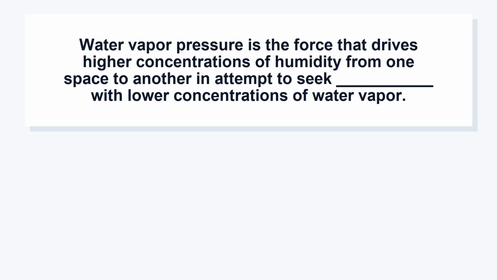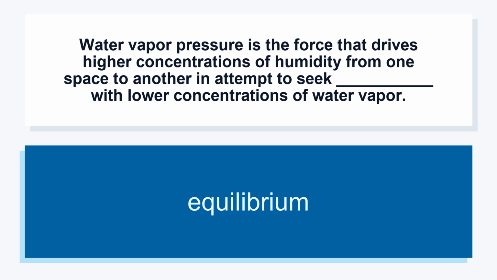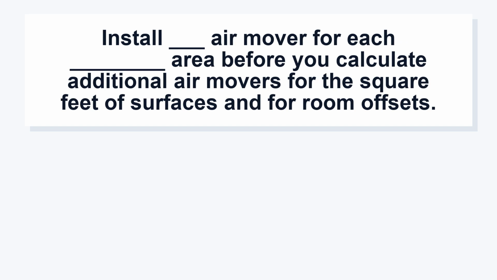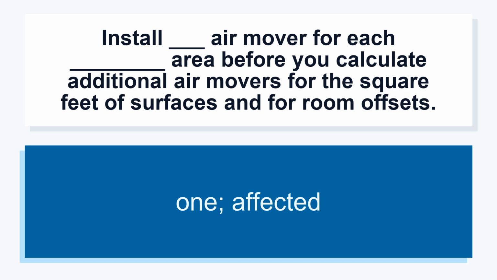Water vapor pressure is the force that drives higher concentrations of humidity from one space to another in an attempt to seek equilibrium with lower concentrations of water vapor. Equilibrium. Install one air mover for each affected area before you calculate additional air movers for the square feet of surfaces and for room offsets. Affected.